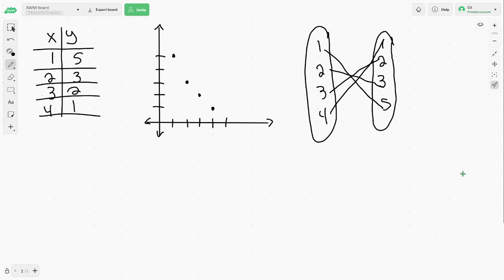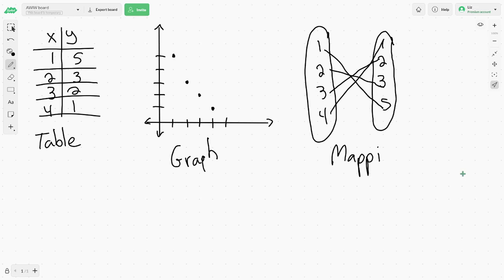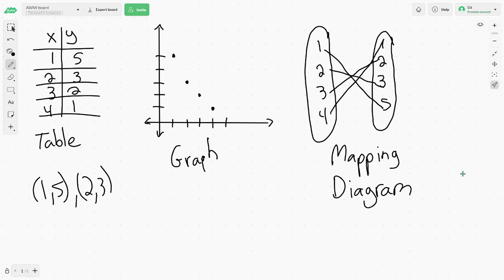Alright, so there are different ways you can show a relation. We have our table, our graph, and our mapping diagram. So in our table, we have our x, y points. Remember, they were (1, 5), (2, 3), (3, 2), and (4, 1).